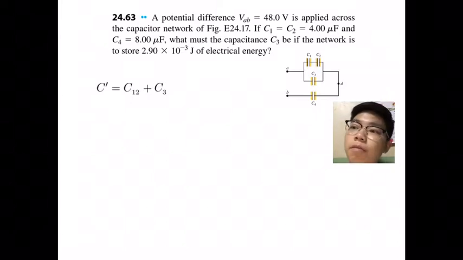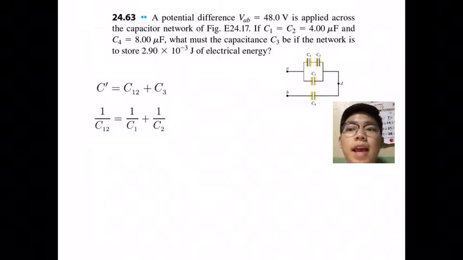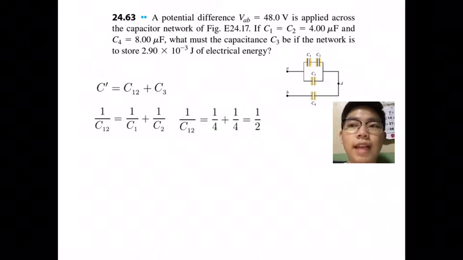Since when we look at it, it looks like a series, we know that 1 over C12 is equal to 1 over C1 plus 1 over C2. Once we input it, we find 1 over C12 is equal to 1/2. After raising everything to negative 1, we find that C12 is equal to 2 μF.